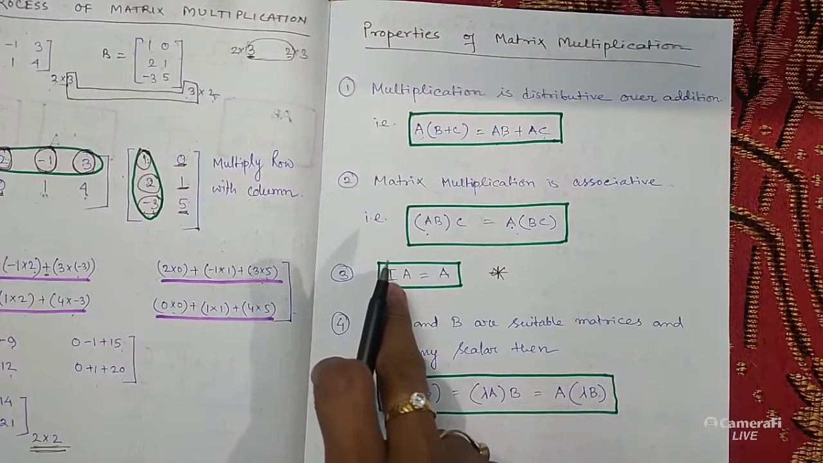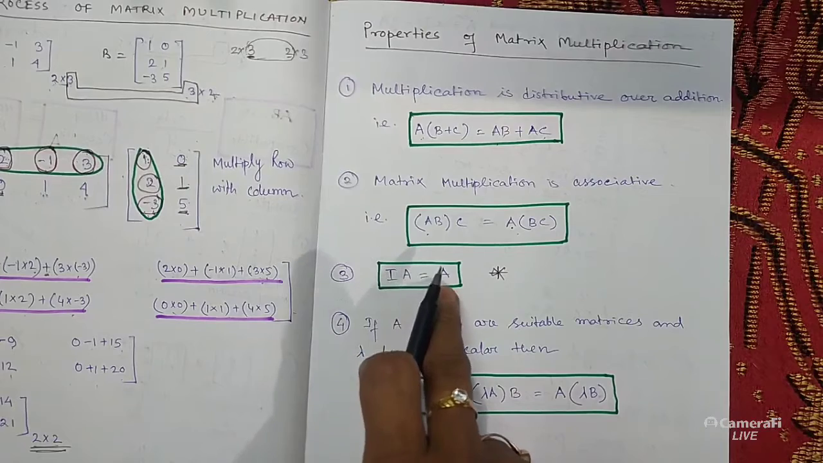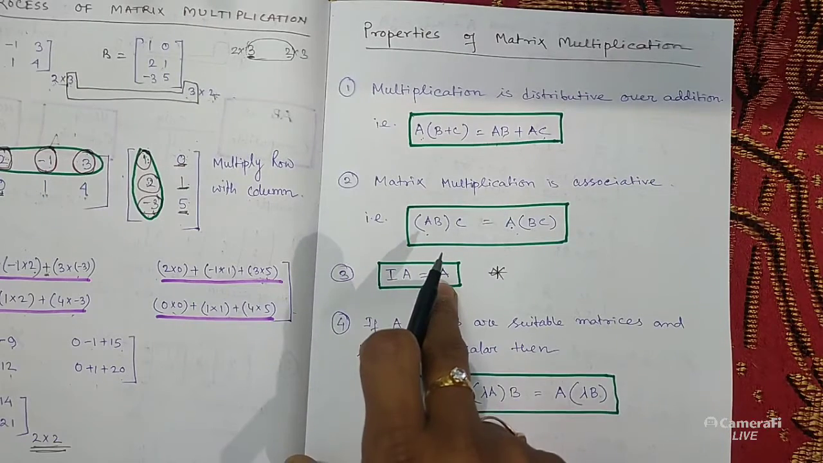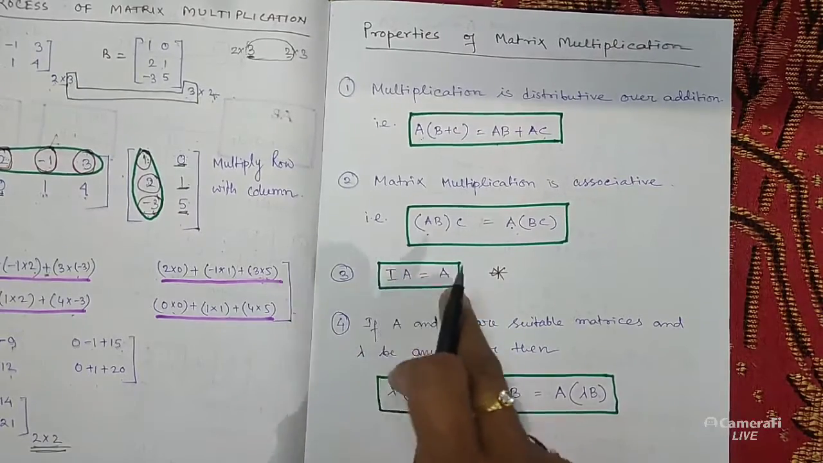Number 3, if you multiply the identity matrix with a matrix, then you will get the same matrix. So IA equals A. This is called the identity law. IA equals A.